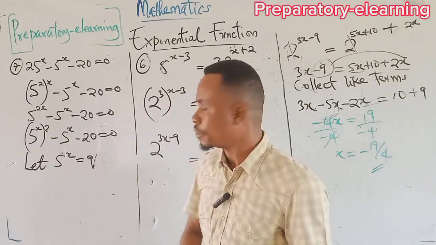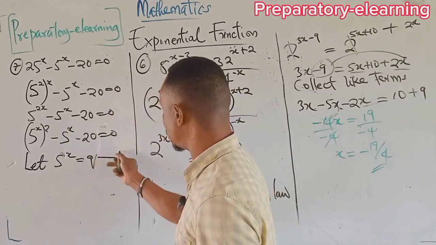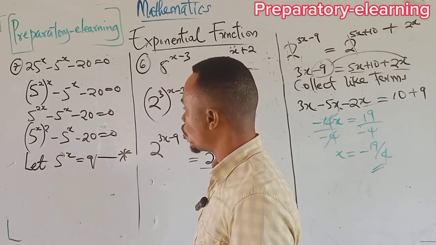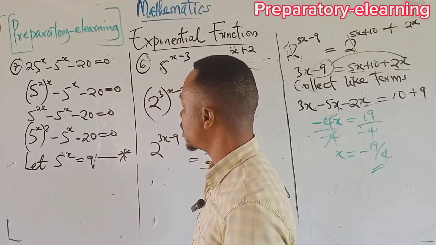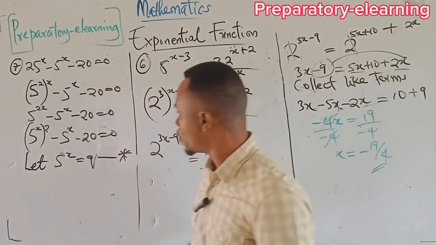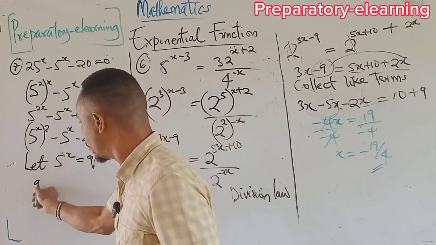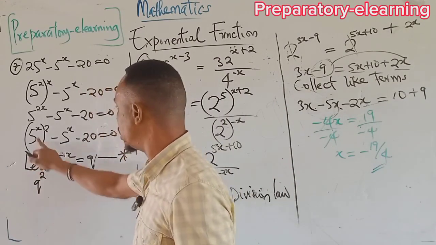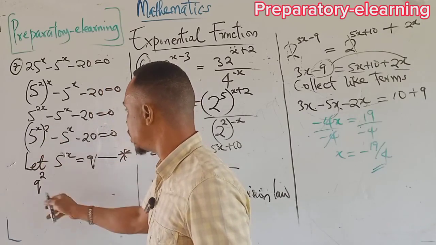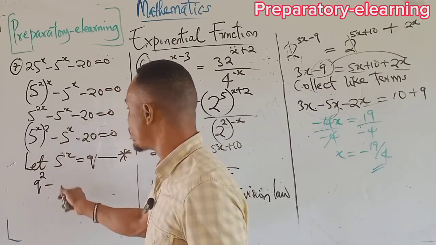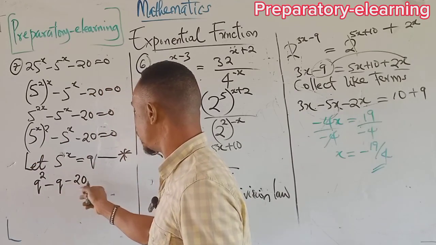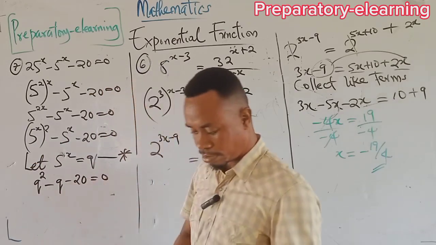Anywhere you see 5 power x, you put q. Take note of this. We are going to bring it back. We want to use q to replace that, and we'll come back to find our x. Don't forget, you were asked to find x, but not q. Now, in place of this, we have q squared. In place of 5 power x, you bring in q, and the square is there, minus 5 power x, which is q, minus 20 equal to 0.